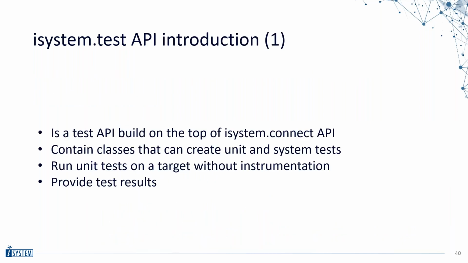So the next short introduction would be about the isystem.test API. This is an API that executes testing. So we can always combine isystem.connect and also isystem.test. With isystem.test, we have several other possibilities. We have reporting, we can have testing, we can provide results, we can generate and create unit tests, system tests, we can have stubbing, we can use tracing, coverage measurement, and so on.